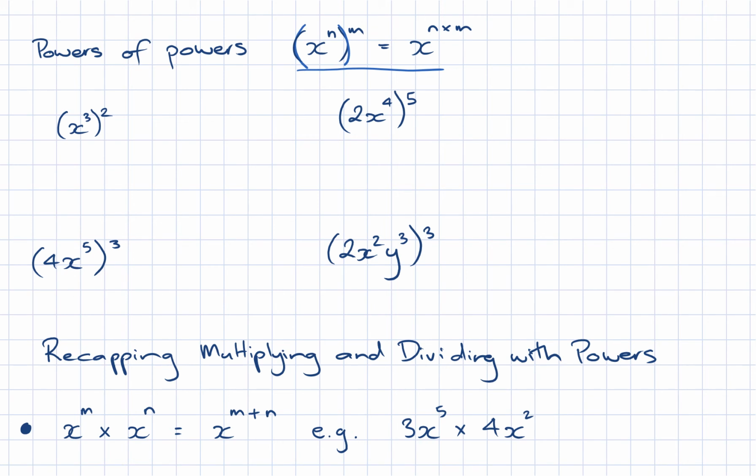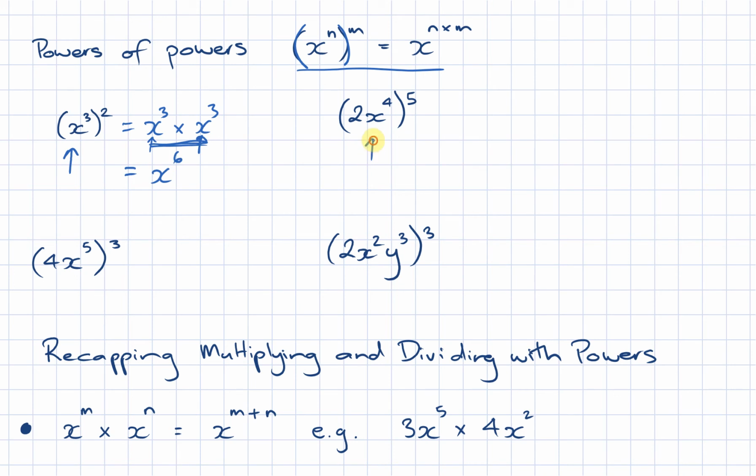So how does this work? If we look at this example here, I've got x cubed to the power of 2. If I was to write that out in full, what it means is whatever is inside the brackets is being squared. So I've got x cubed times x cubed. So x cubed squared is rewritten like this. From our previous rule we know that if the base is the same we add the powers. So x cubed times x cubed gives us x to the power of 6.